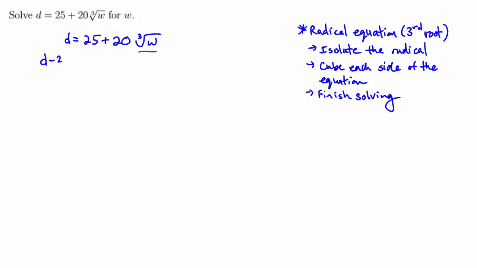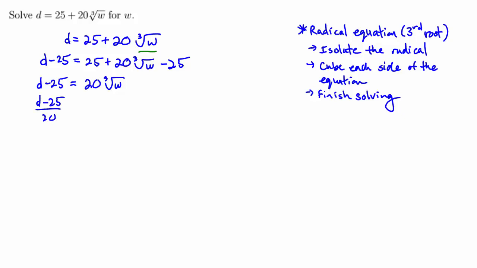So we'll have d minus 25 equal to 25 plus 20 times the cube root of w minus 25. That will simplify down to d minus 25 equal to 20 times the cube root of w. From here, we still want to get the cube root of w on its own. We have 20 times the cube root of w, so we will divide each side by 20. So on the left, we'll have d minus 25 divided by 20, and on the right, we'll have 20 times the cube root of w all over 20. That will leave us on the left with d minus 25 over 20, and on the right, it will leave us with the cube root of w.